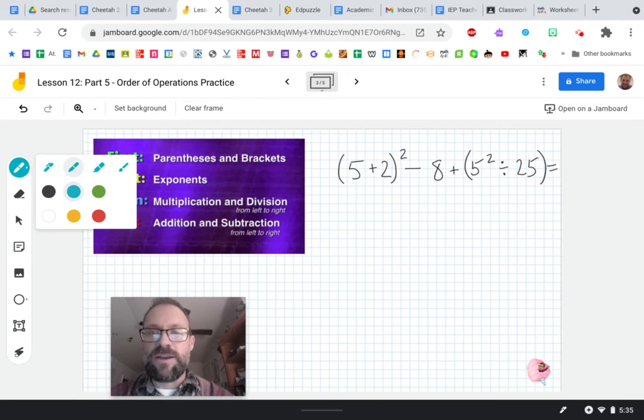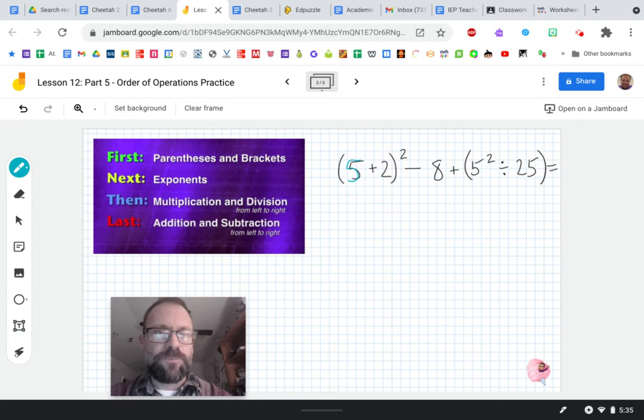Let's start with this one here. Let's see. I just saw something. We have 5 plus 2 inside parentheses and the exponent on the outside of the parentheses. What could that mean? Well, here's what it means. We work on the parentheses first. So we'll do 5 plus 2 and get 7. And then the value of everything inside the parentheses, we square, or we say 7 to the second power. So we do the exponent with the value of everything inside the parentheses. So that turns into 7 to the second power.